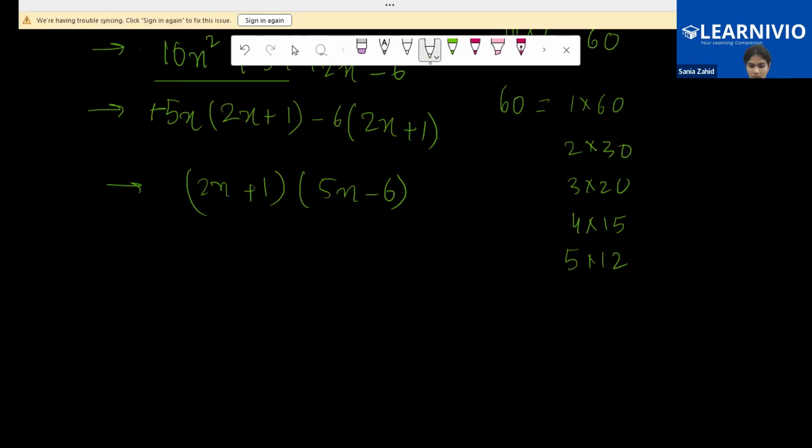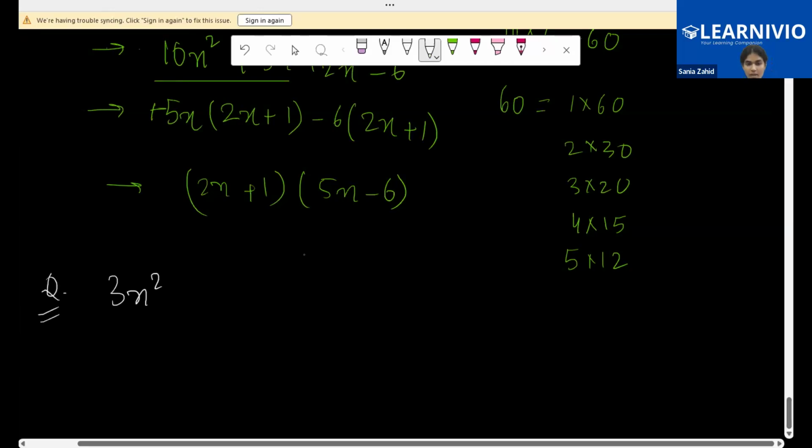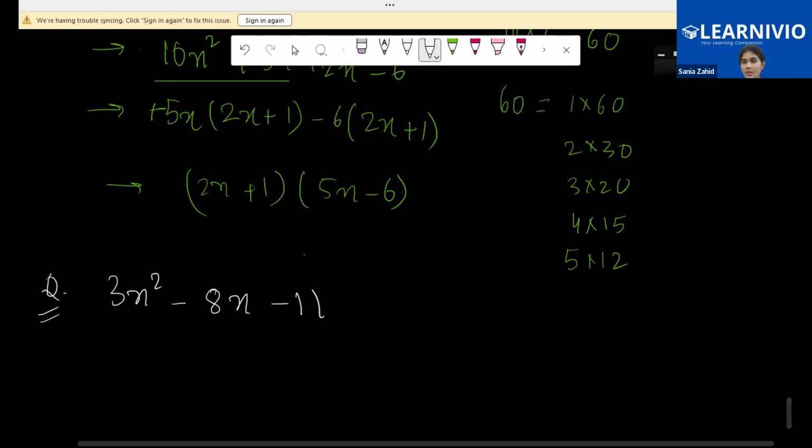Okay. So look at the next question now. Children, we'll just practice one last question based on this and then we'll move ahead. So 3x square minus 8x minus 11. Do this carefully and tell me.